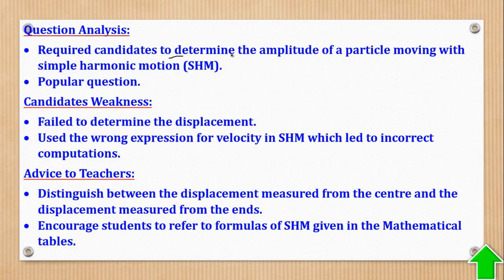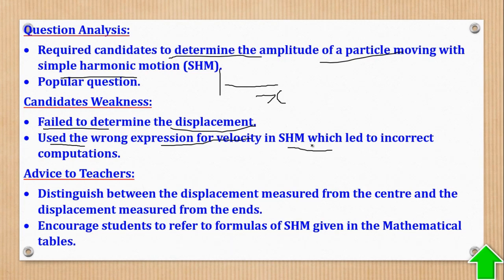So the question required candidates to determine the amplitude of a particle moving with simple harmonic motion. However, the candidates failed to determine the displacement. Just like I told you, x is displacement from the origin, but the question gave you distance from the extreme end. Therefore, you had to first get the displacement from the origin. Also, candidates used the wrong expression for velocity in simple harmonic motion, which led to incorrect computation. So the expression for velocity in simple harmonic motion is a little different from that of linear motion.